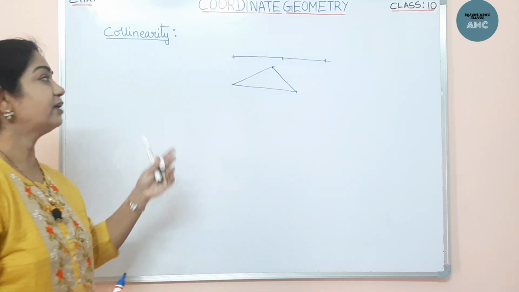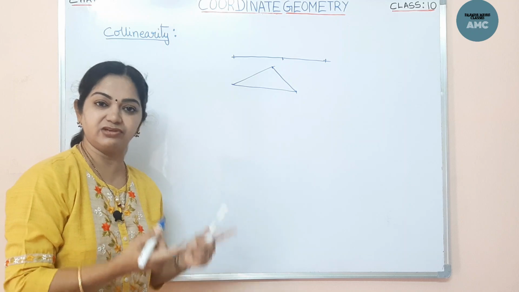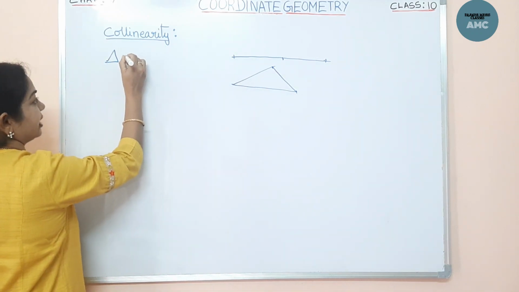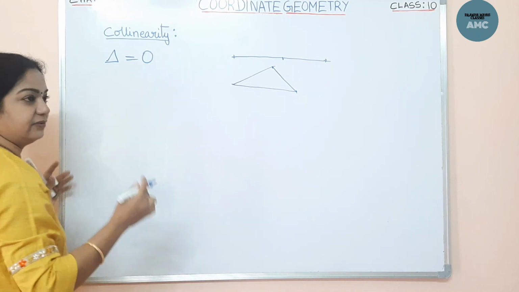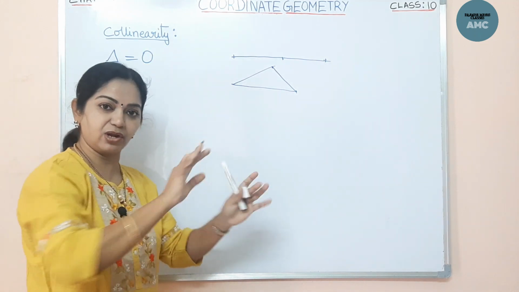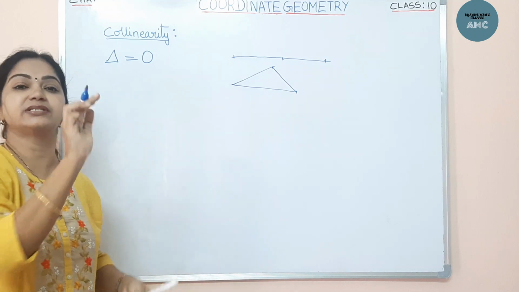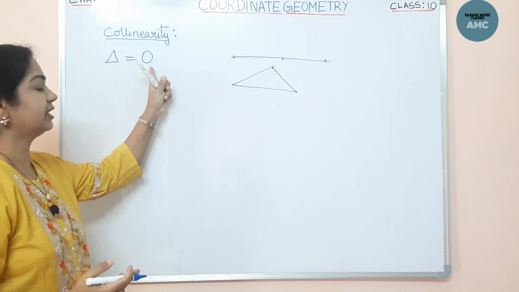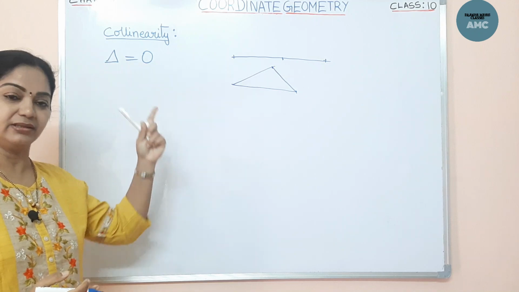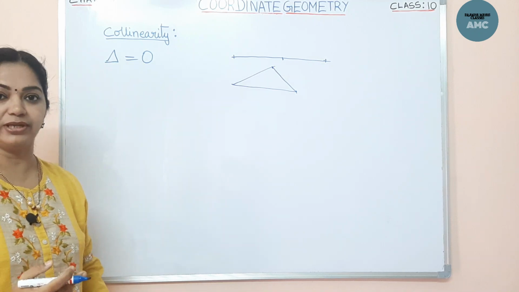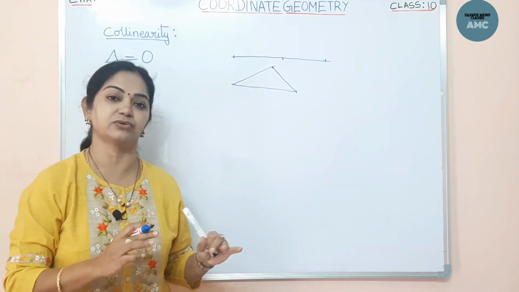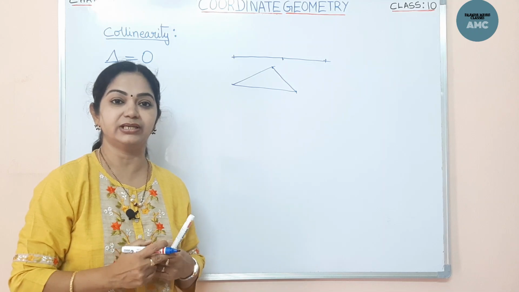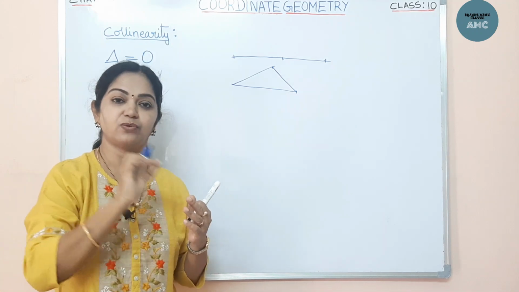That means if I want to check the collinearity of any 3 points, I simply check whether the area of the triangle is equal to 0. If the triangle is not at all formed, that means the points are collinear. Indirectly, if the area of a triangle is 0, then the points are told as collinear. If the area of a triangle is not 0, some other value, then we can say that the points are not collinear. They are placed somewhere, not on one line.